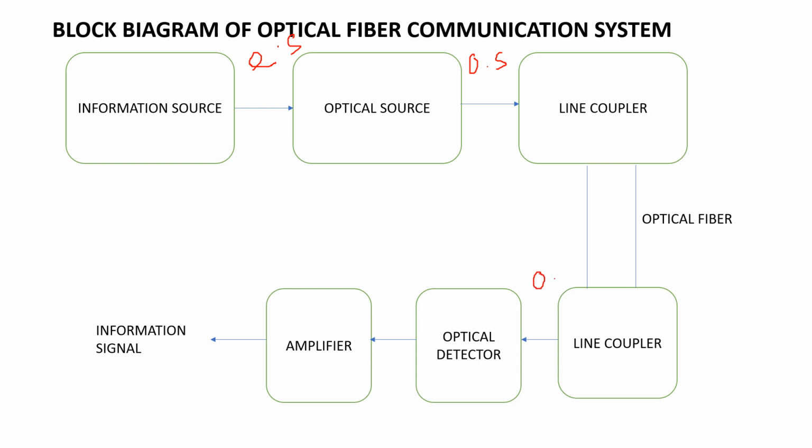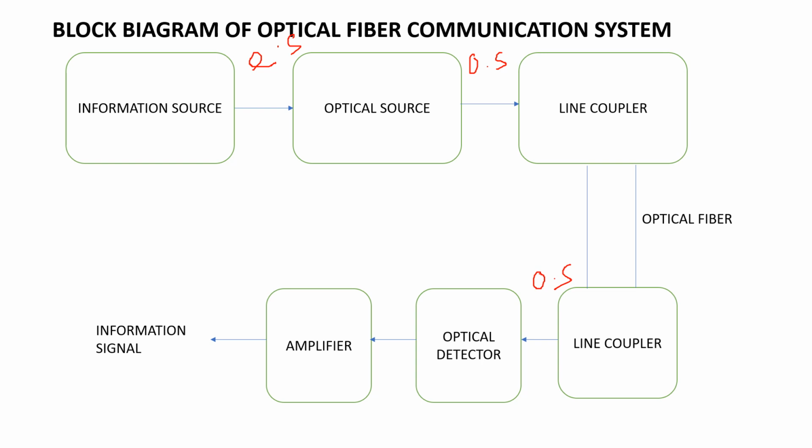Then this is again your optical signal. This optical signal is converted to an electrical signal by using optical detectors. For optical detectors, we are using photodiodes or avalanche photodiodes. These electrical signals are amplified to obtain the information in the original form, and this will be the information sink. This is all about the block diagram of the optical fiber communication system.